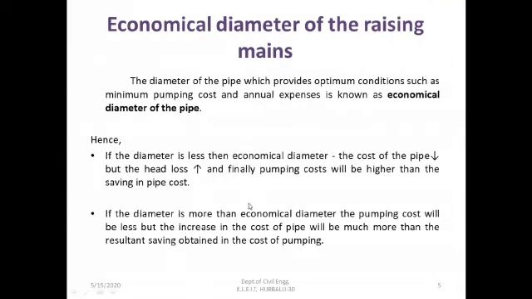Coming to the next parameter, that is the economical diameter of the rising mains, also called pumping mains. The definition says that the diameter of the pipe which provides optimum conditions, such as minimum pumping cost and annual expenses, is known as the economical diameter of the pipe. Let me explain it in detail.